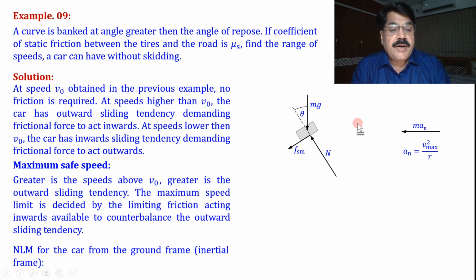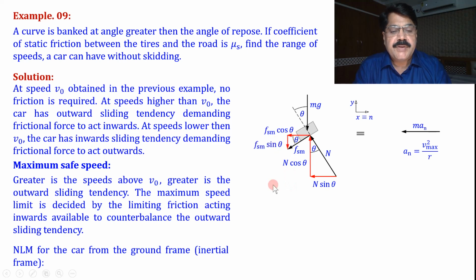Now we have two coordinate axes, one axis along the normal, so x is equal to normal, and the other is y. So according to this coordinate axis, we have to resolve N and f_sm into their components. Let us first resolve N. So with this angle theta, this will be N cos theta, this will be N sin theta. Now we have to resolve f_sm. So with this angle theta, this component will be f_sm cos theta, and this will be f_sm sin theta.